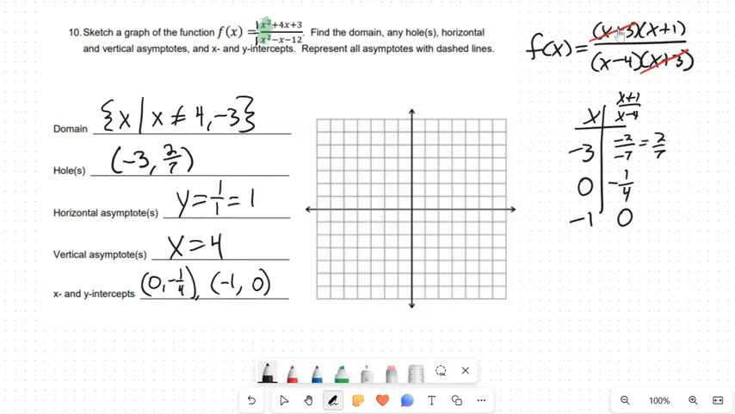Lots of information. Let's take a look. Let me graph the asymptotes first. So this is y equals 1 and x equals 4. Let me label that x equals 4. By labeling something on the x-axis and something on the y-axis, I've labeled the scale. The y-intercept is 0, negative 1/4. The x-intercept is negative 1, 0. And the hole is at negative 3 and 2/7, approximately right there.